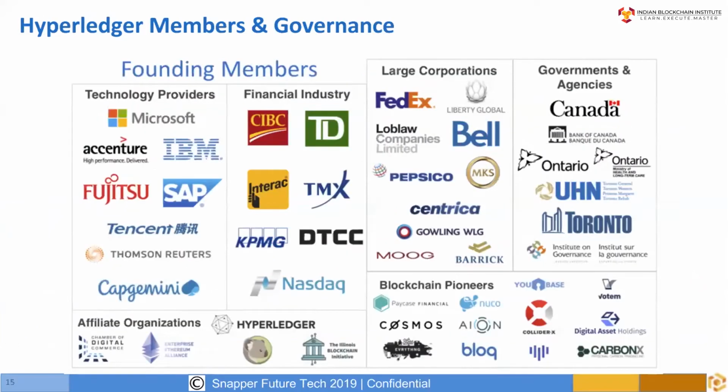So these are the founding members of the Hyperledger community. IBM, Accenture, SAP, Fujitsu, Intel, they are major contributors to Hyperledger, and other frameworks like Fabric are contributed by IBM. So IBM is fully into Fabric. They are the ones developing and contributing to the Fabric project.